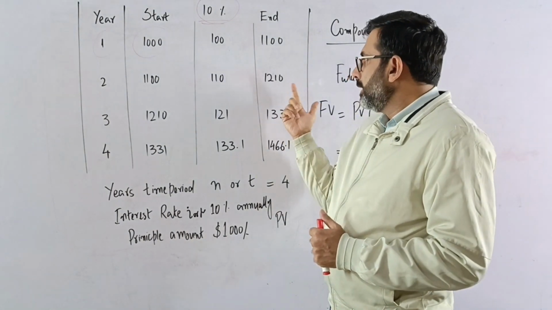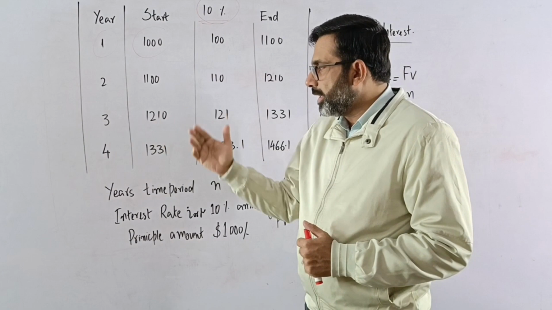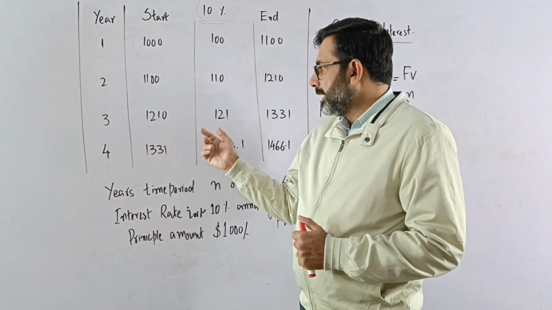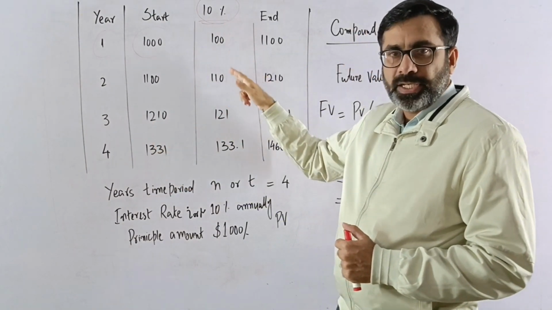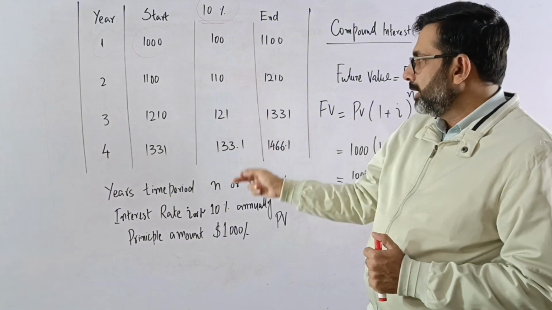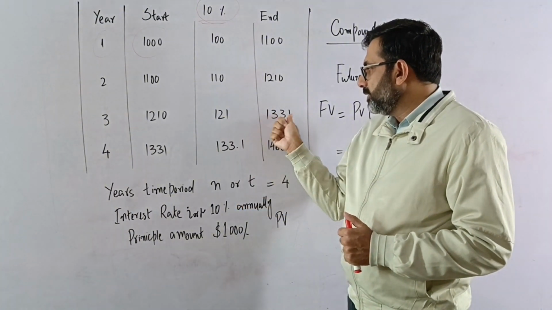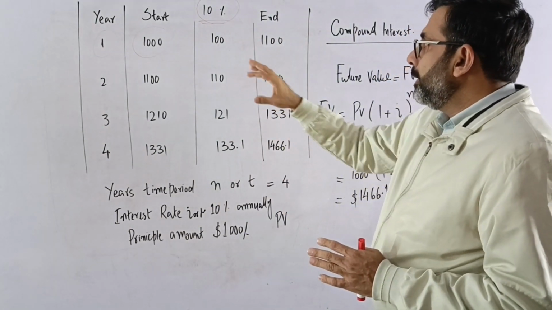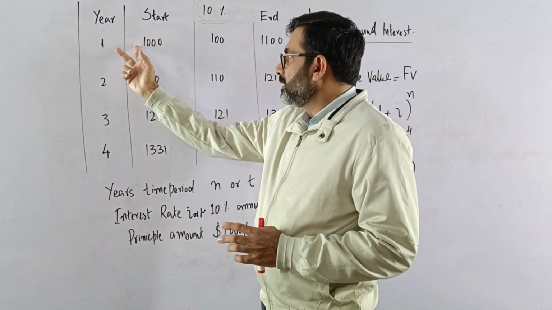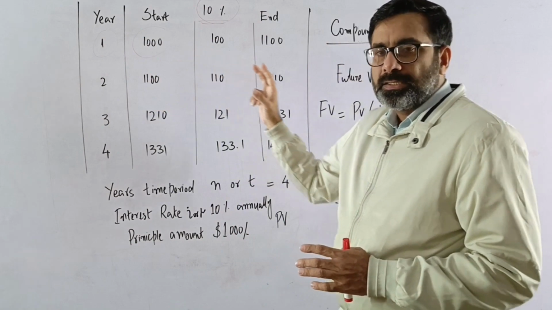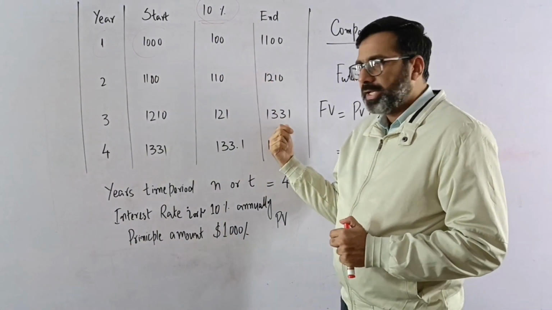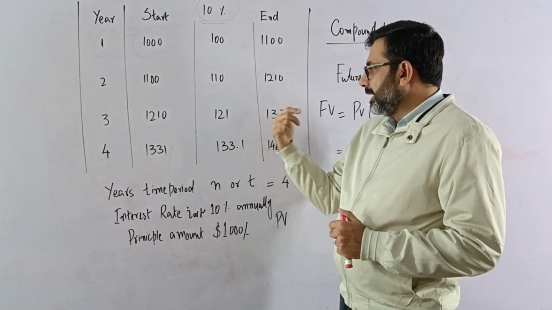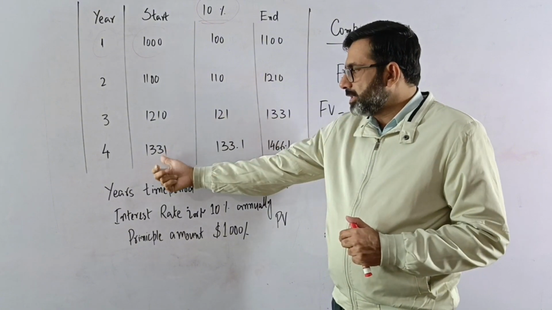1,210. Now, this amount again will be shifted to the third year, 1,210, and the interest rate is again the same, 10%, so it will be 121. So at the end of the year, it will be 1,331. So at the end of the third year, the amount of 1,000 which was invested is now compounded to 1,331. At the end of the third year, again reinvested.